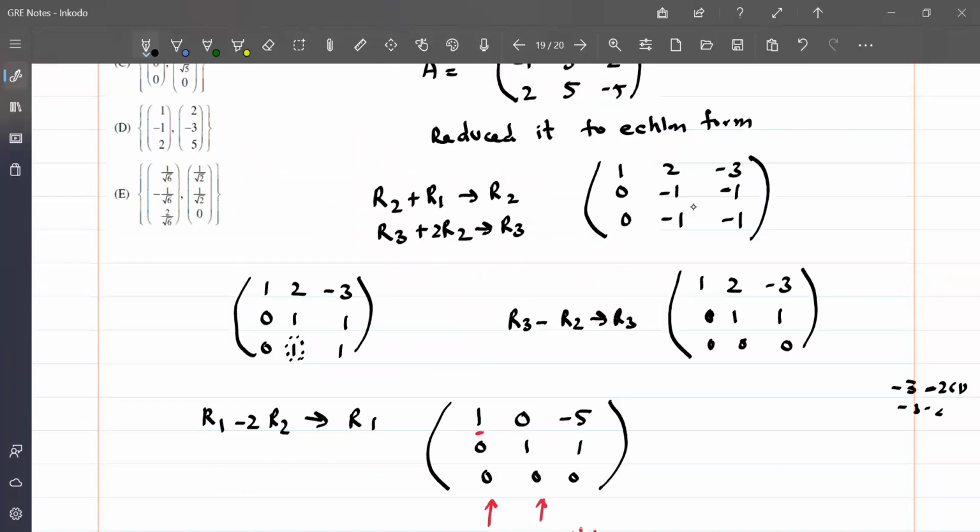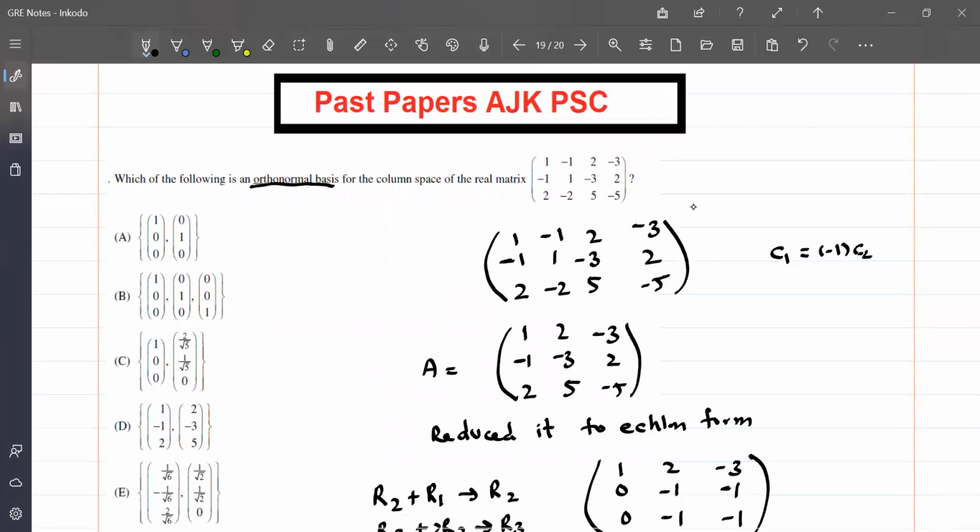So we will check which one is the best option. You can see that B has 3 vectors and this is not the correct option. Only E has the first vector, which is 1 by square root of 6, -1 by square root of 6, and 2 by square root of 6. So it means that our E option is the best one. We can choose the E option.